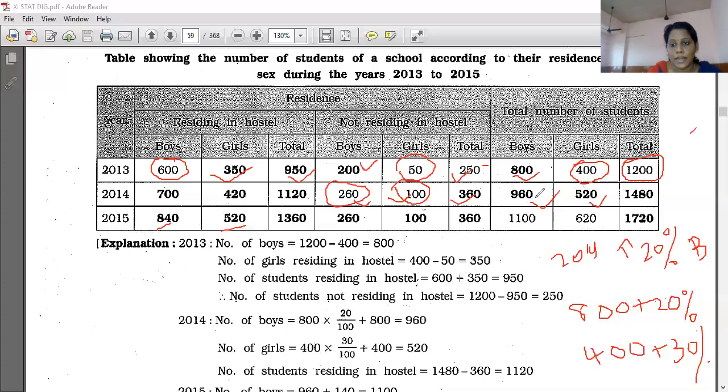We have to add these two: 960 plus 520 is 1480. So 1480 is the total, and here a total of non-residing is given, 360. So 1480 minus 360 is 1120. Okay. Then for boys, 960 minus 260 is 700. Then 1120 minus 700 gives 420. Okay, so here we are completing our 2014 column.